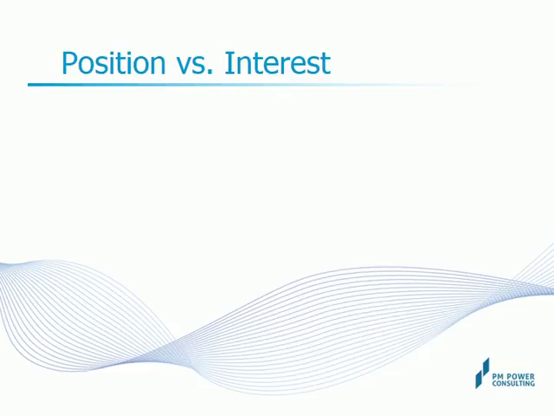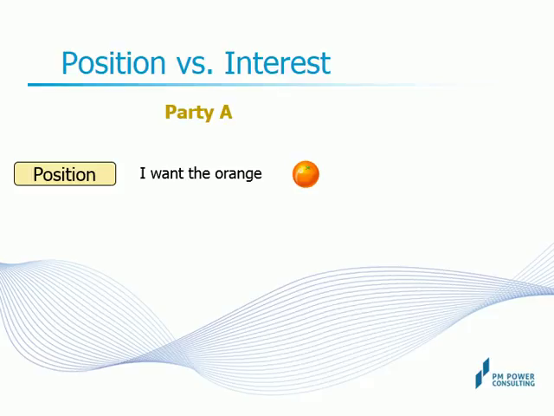Here is a concept that may help you to resolve many conflicts. Often, people take positions during a conflict and their positions cannot be fulfilled at the same time. And the situation seems impossible to resolve. Let's take a simple example. Party A says, I want the orange. Party B says, I want the orange too. There is only one orange. At this level of awareness, it is impossible to resolve the situation to the satisfaction of both parties.